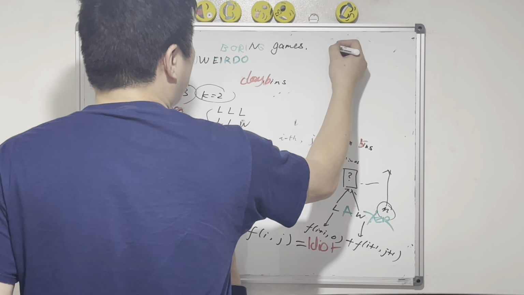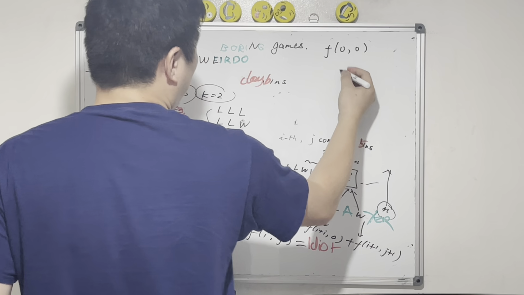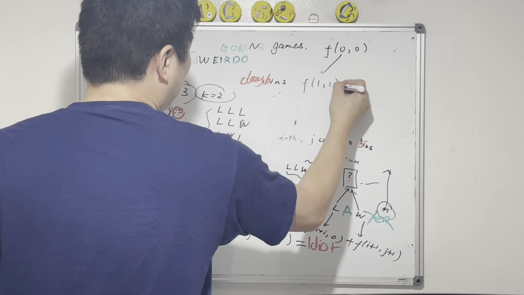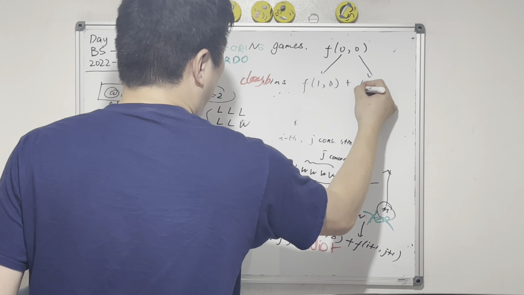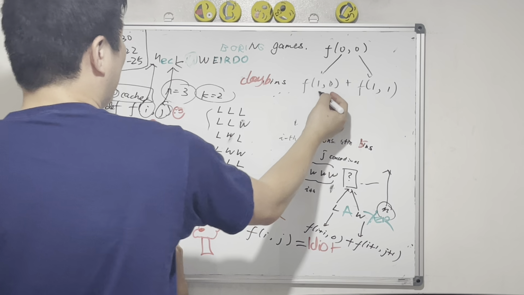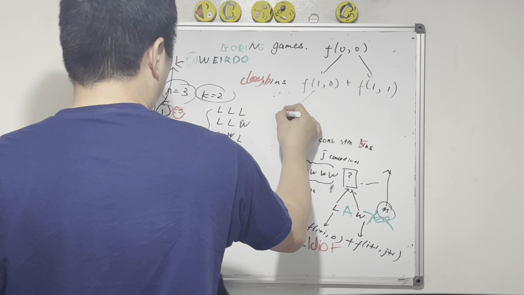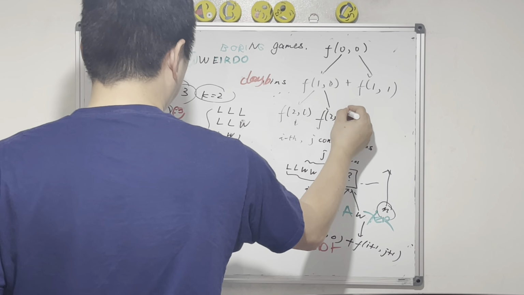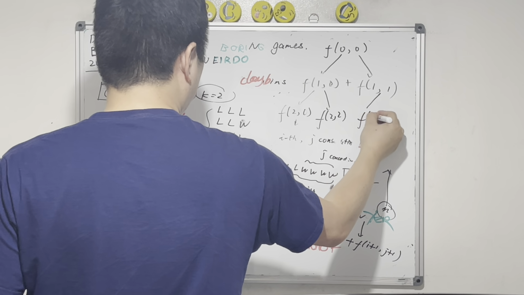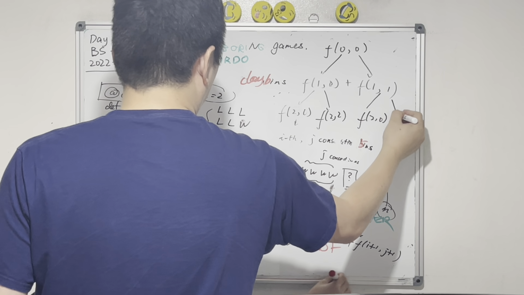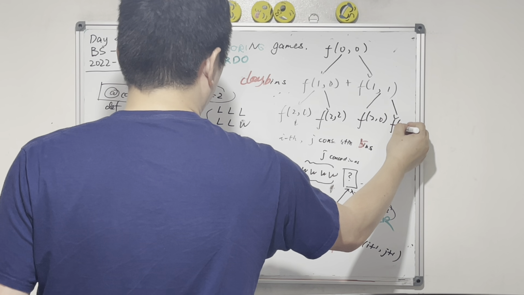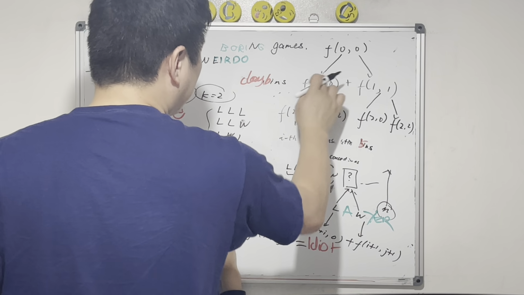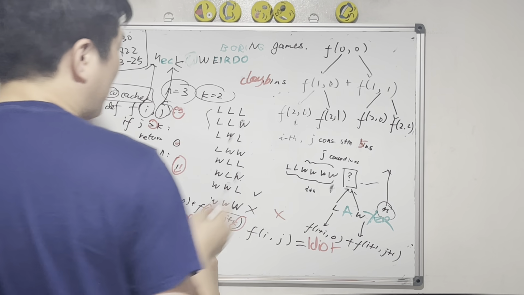So for example, at the beginning we put F(0, 0), and then we go to F(1, 0) and F(1, 1), right? F(1, 0) again goes to F(2, 0) and F(2, 1). So what's the problem here?